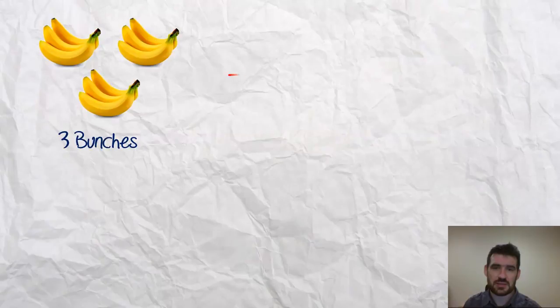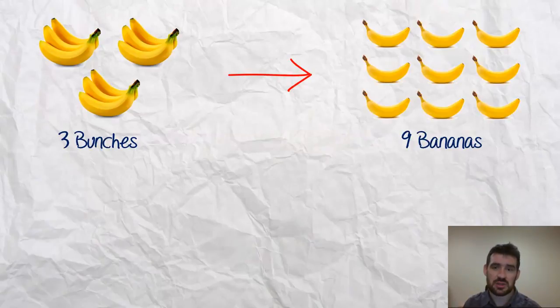3 bunches of bananas, each with 3 bananas, gives us a total of 9 bananas. Bunches and bananas, these are really just 2 different types of units that we can use to measure the same things. Being able to convert from bunches to bananas is relatively easy when we just look at the problem. What's more difficult is to do this mathematically using equations rather than visually.